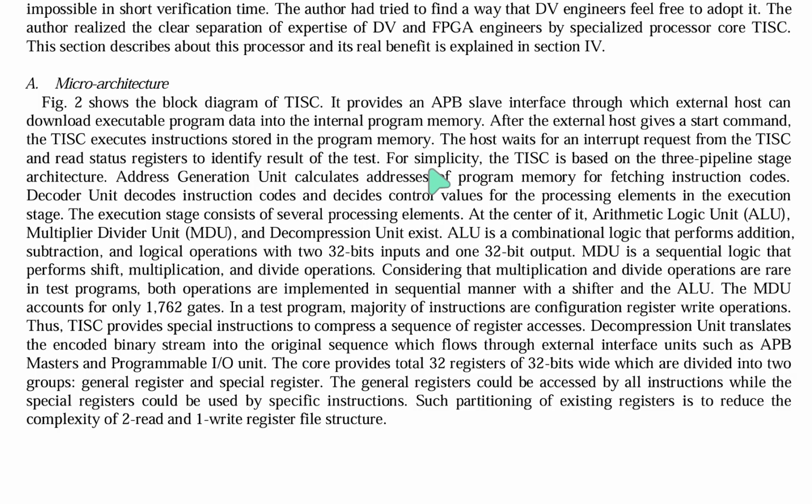For simplicity, the TISC is based on a 3-pipeline-stage architecture. The address generation unit calculates the addresses of program memory for fetching instruction code. The decoder unit decodes the instruction code and decides control values for the processing elements in the execution stage. The execution stage consists of several processing elements: at the center of it, the arithmetic logic unit ALU, the multiplier divider unit MDU, and the compression unit XSHIT.